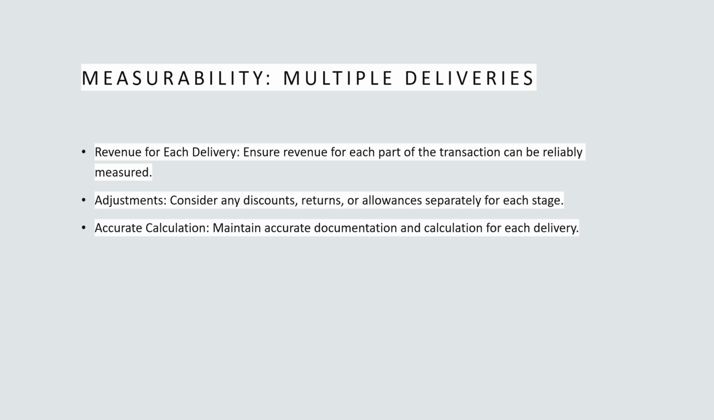Measurability, multiple deliveries. Measurability in multiple deliveries requires that the revenue for each delivery or stage can be reliably determined. This includes accounting for any potential discounts, returns, or allowances specific to each stage. Accurate calculation and thorough documentation are crucial to ensure that each part of the transaction is correctly reported. To maintain accurate documentation and calculation for each delivery.